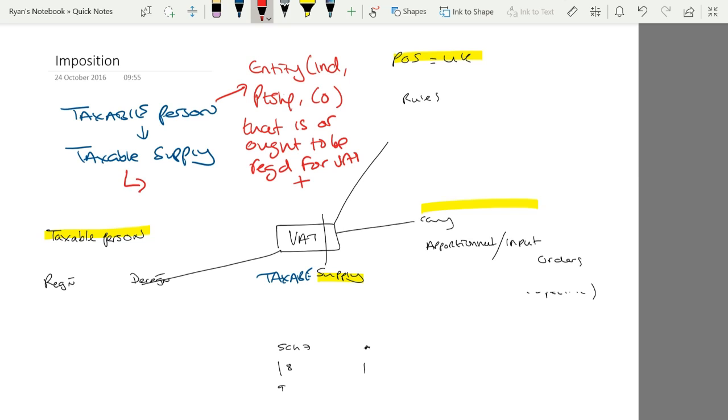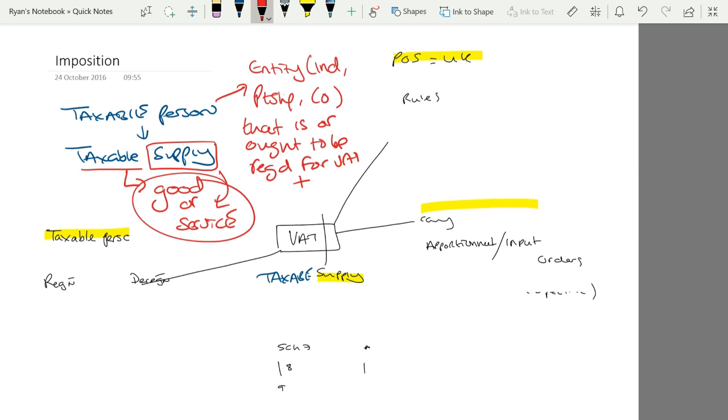A taxable supply is the provision, the transaction or sale of a good or a service. So what that means is if it's not a good or a service, then it's not a taxable supply, or it's not even a supply. The word supply is a good or a service. The word taxable is where we actually differentiate and distinguish between the types of good or services that are chargeable to VAT, because not every good or service is necessarily chargeable to VAT.